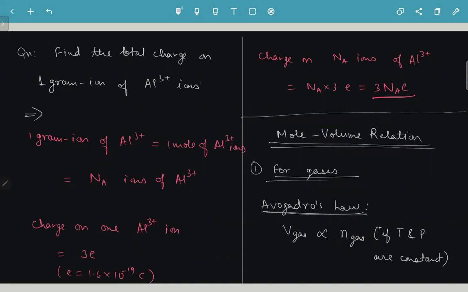We can write the statement. Volume occupied by a gas is proportional to the number of moles of the gas if temperature and pressure are kept constant. Clear है ये?